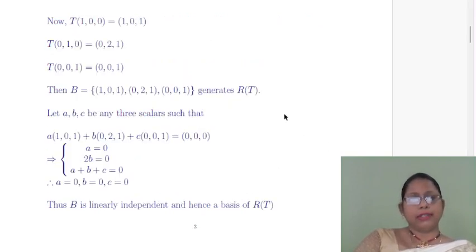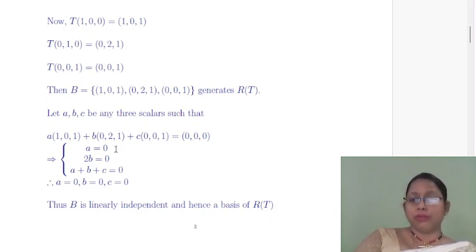As T is a linear transformation, the set of T images will generate my range space R(T). Next, this B will be a basis if we show that these elements are linearly independent, for which we consider any three scalars a, b, c such that the linear combination of these scalars with the vectors of B is equal to 0.